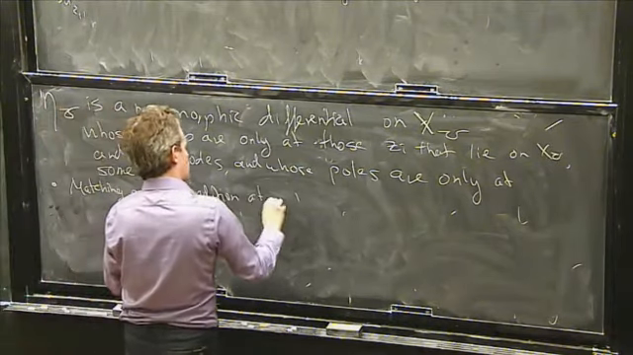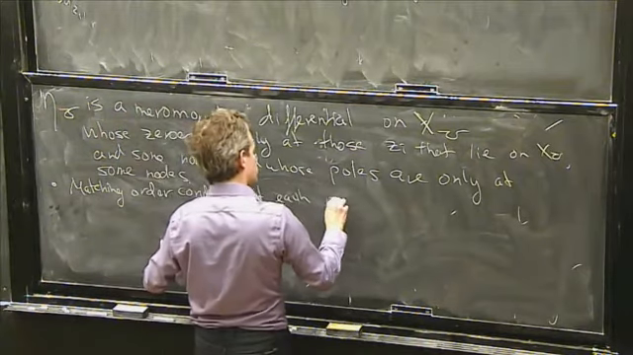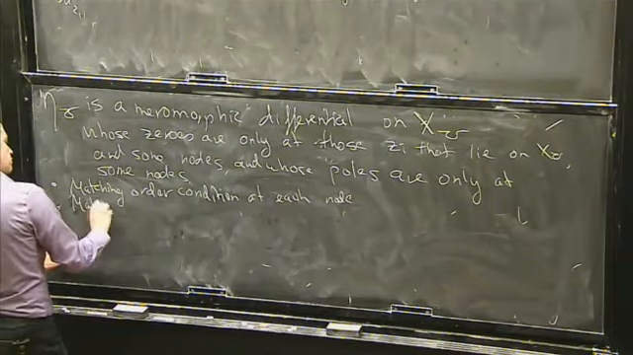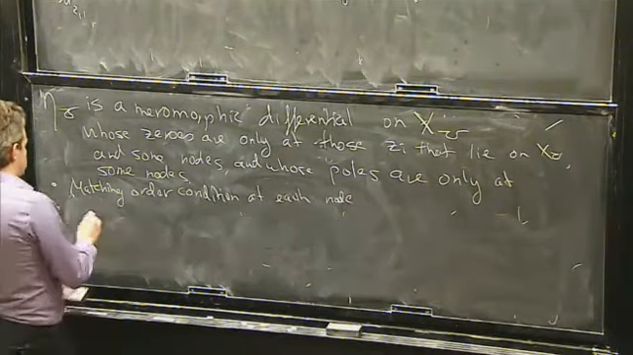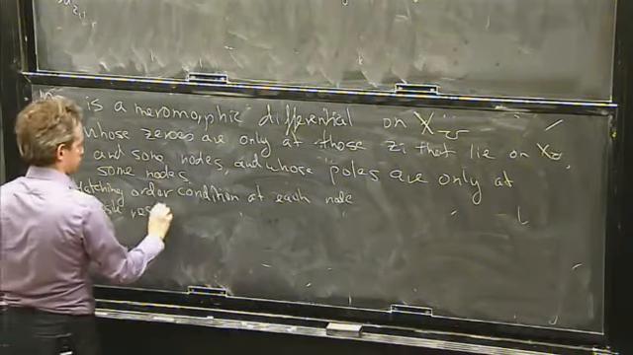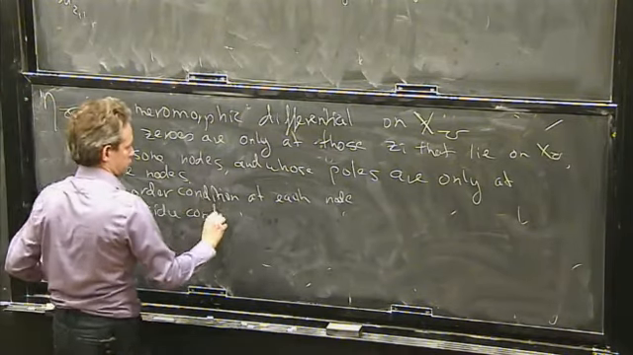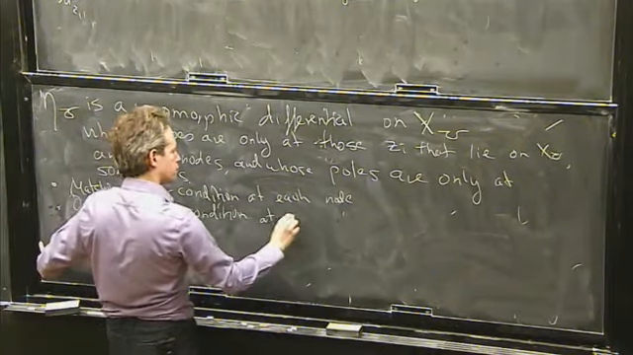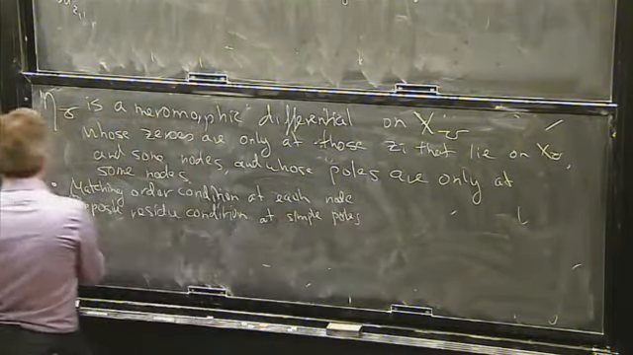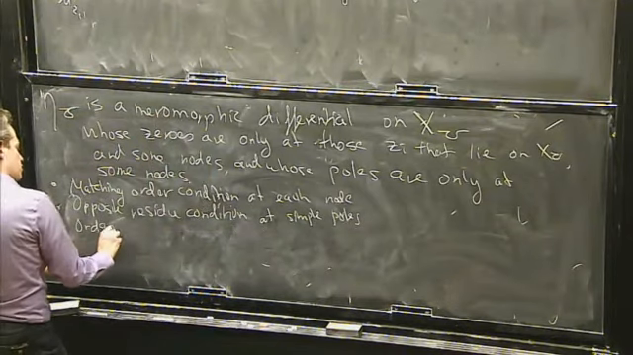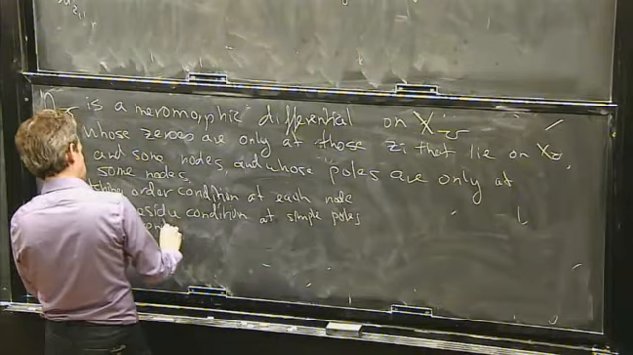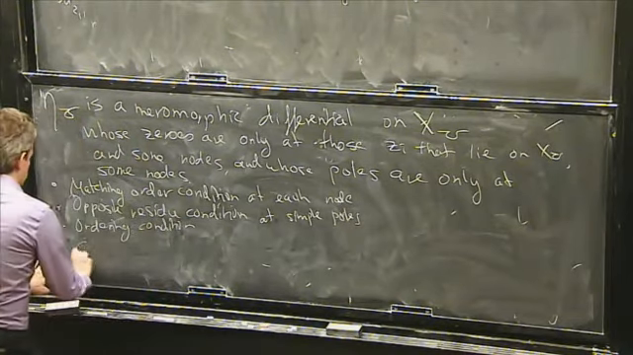at each node, match in residue condition, opposite residue condition, at simple poles, some kind of ordering condition which I won't tell you about. It somehow says that you know which components are larger and smaller. And there is some kind of global residue condition.